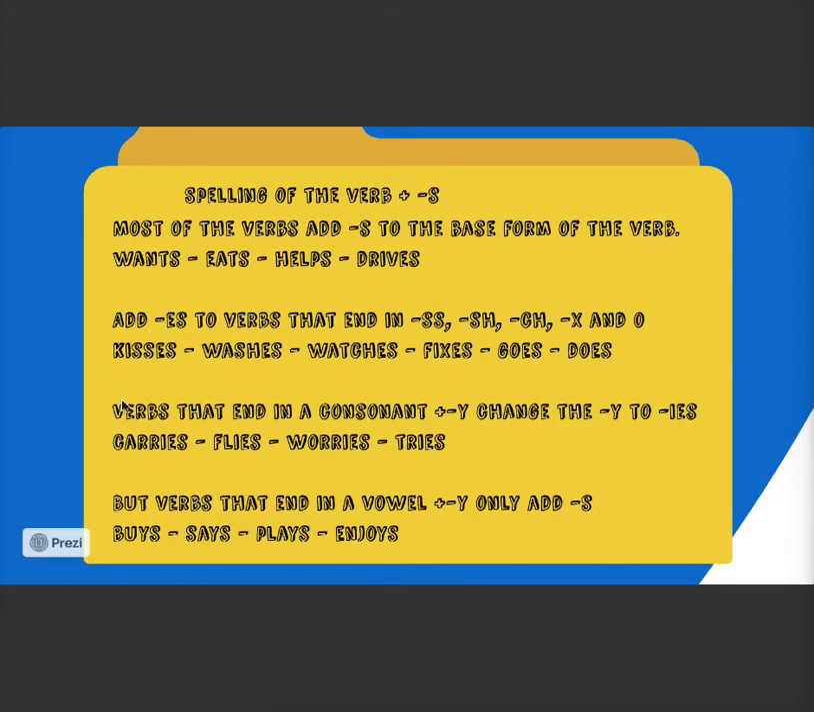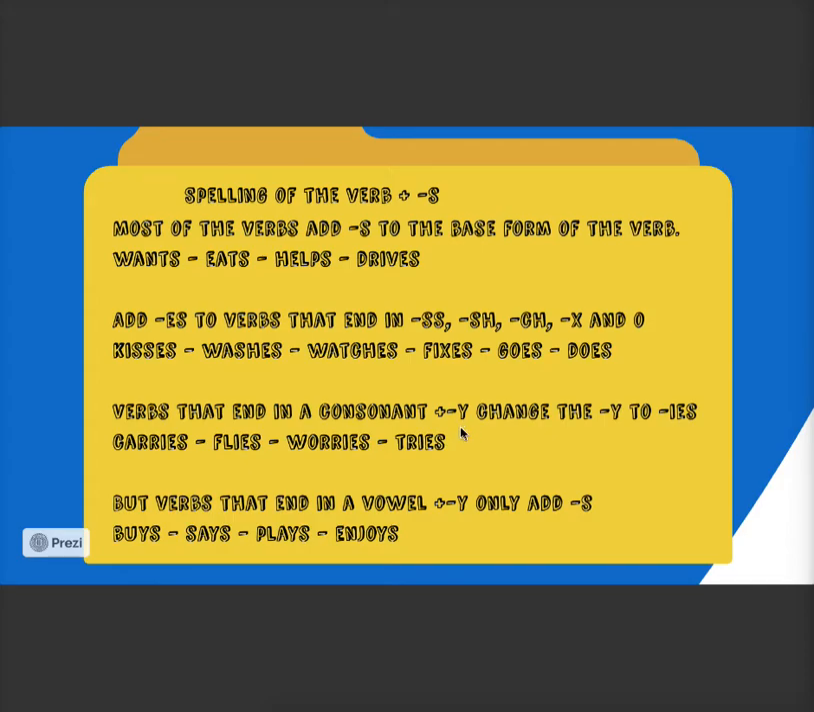Let's continue with the next part. Verbs that end in a consonant plus Y: change the Y to IES. Carries, flies, worries, tries. Okay, thank you. Usually, my dears, when you have verbs that finish in a consonant, but this consonant, how do you say this letter? You just say it. How do you say this letter? Why? Very good, why.